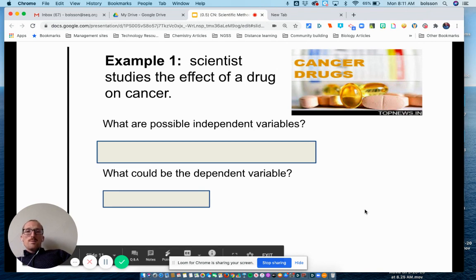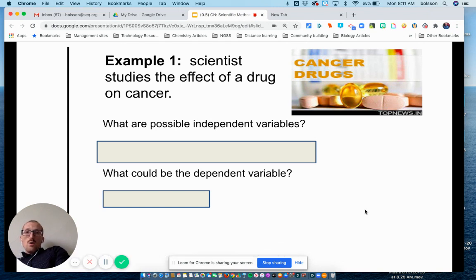Okay, well, I'm going to give you a couple more examples. For example 1, a scientist is studying the effect of a drug on cancer. What are the possible independent variables? And what could be the dependent variable here?